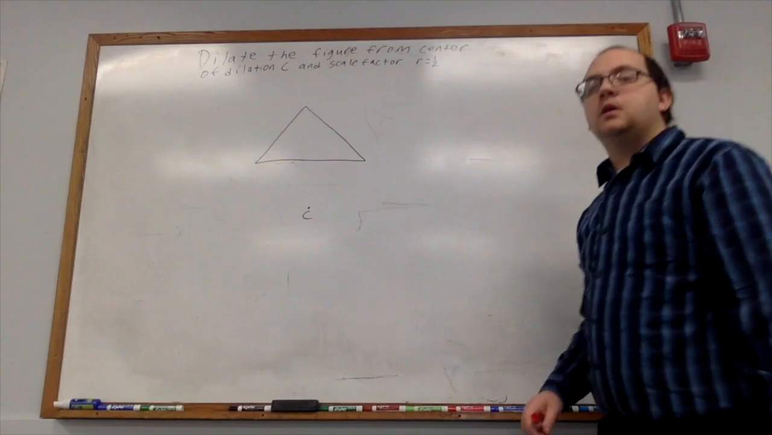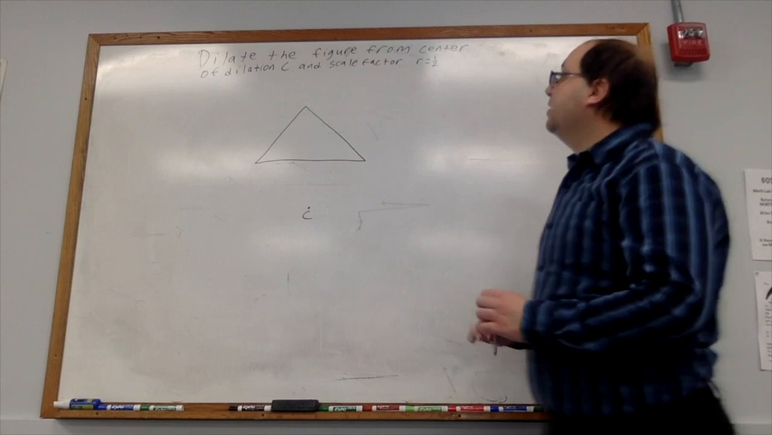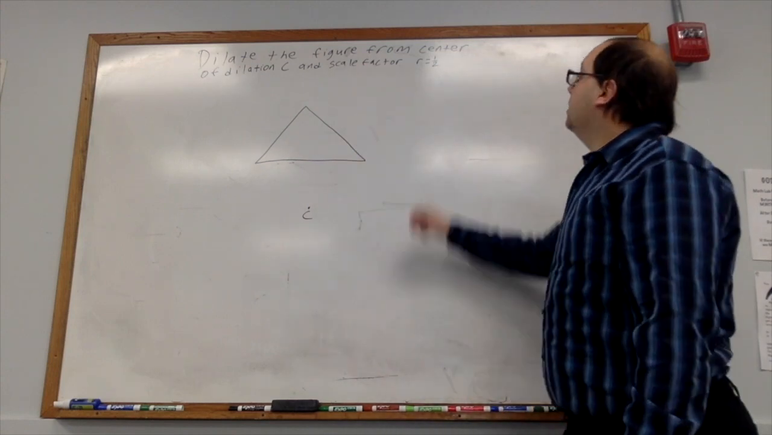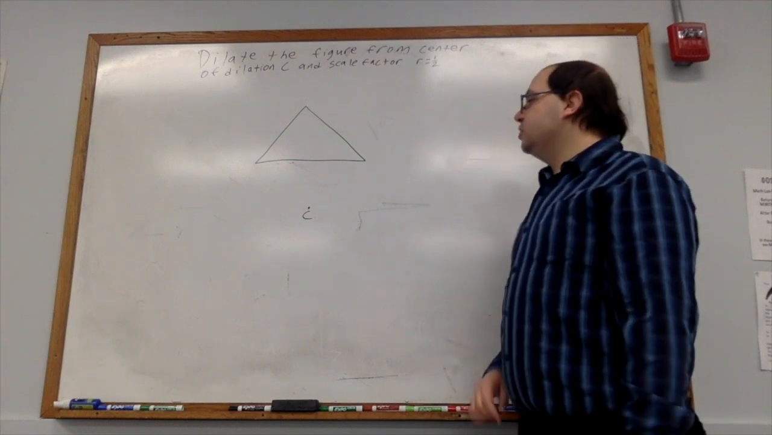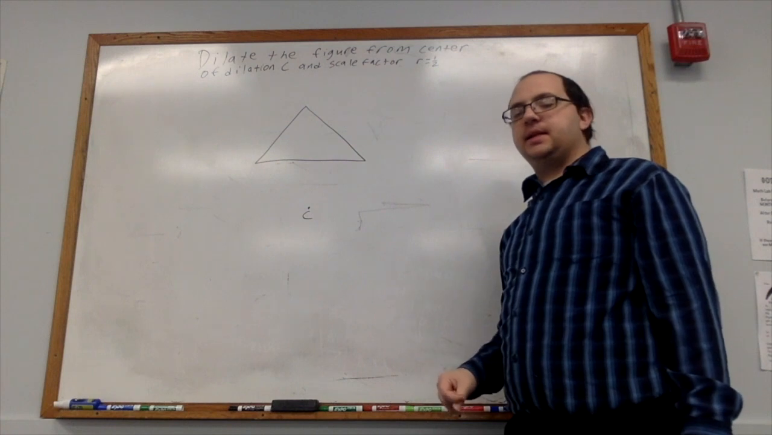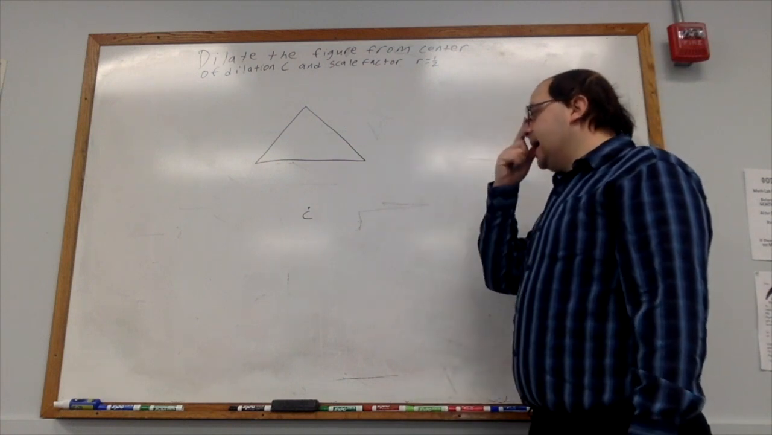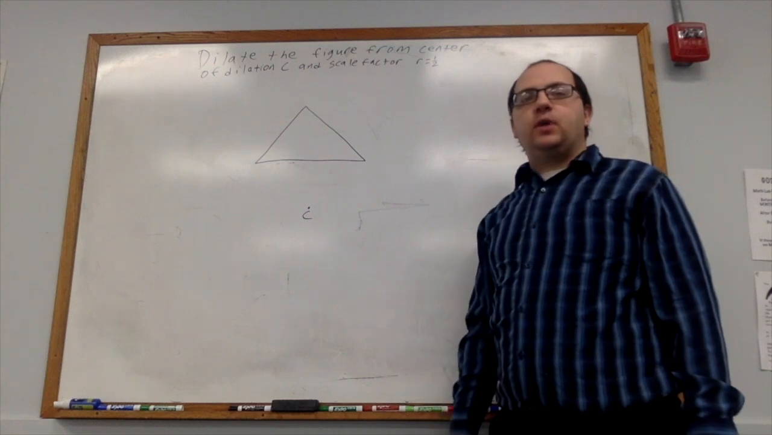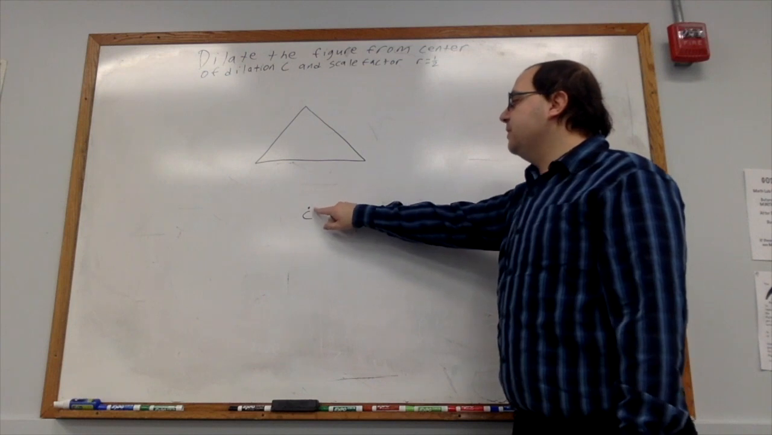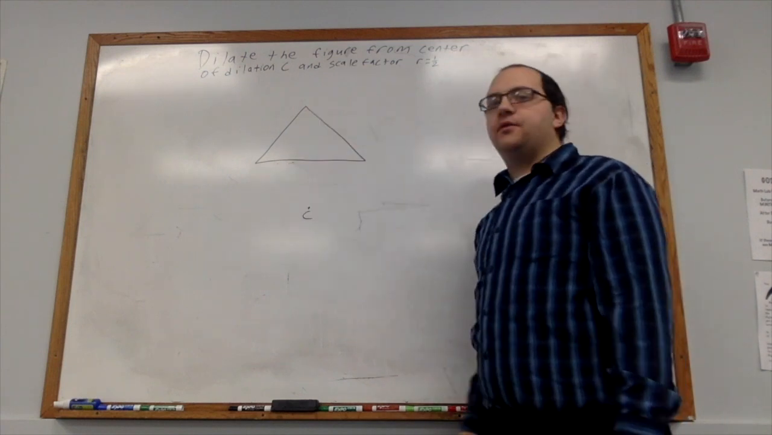Let's get started. All right, so the first example is we want to dilate this triangle from a center of dilation C. The center of dilation is right here. It's C. And a scale factor of 1/2. So first, you want to draw dotted lines from the center to each vertex, each corner of the shape.